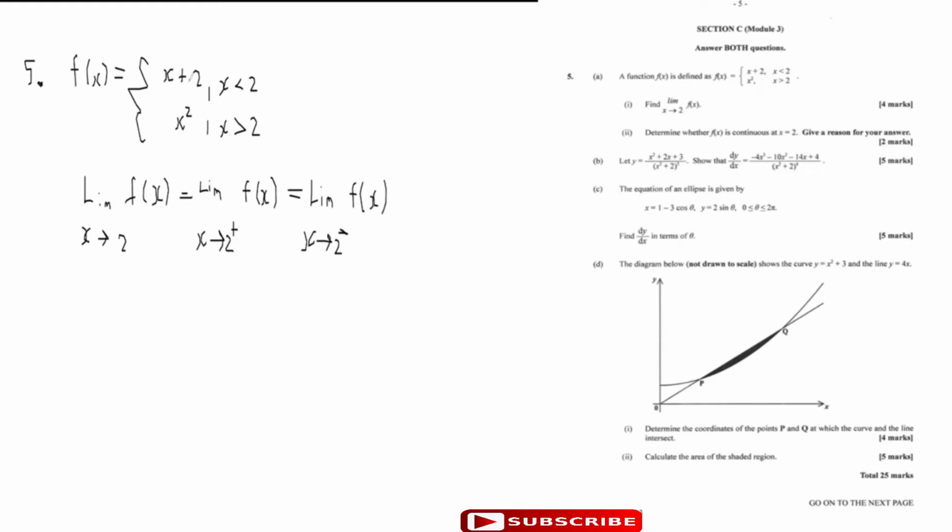Now when you plug in 2 here, 2 plus 2 is 4, plug in 2 here, 2 squared is 4. And so the limit as x approaches 2 of f of x is 4. Right? So if you want to put a concluding statement, therefore the limit as x approaches 2 of f of x must be equal to 4. Nice and easy. That's our concluding statement.